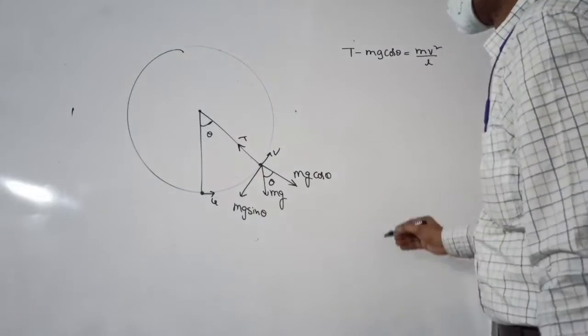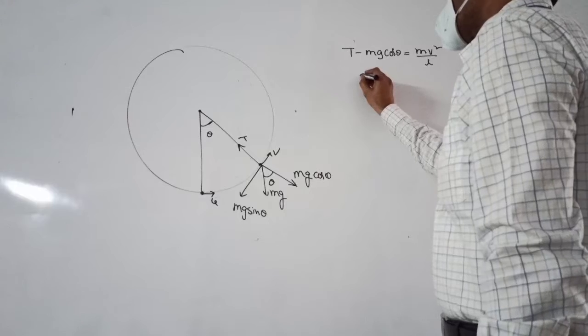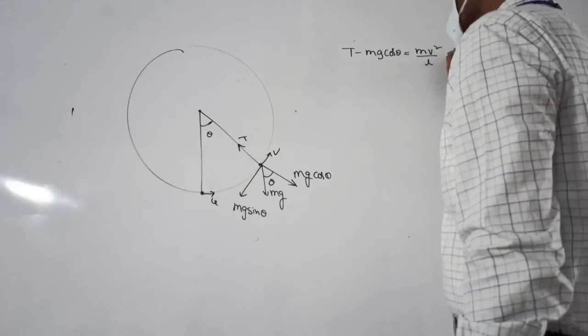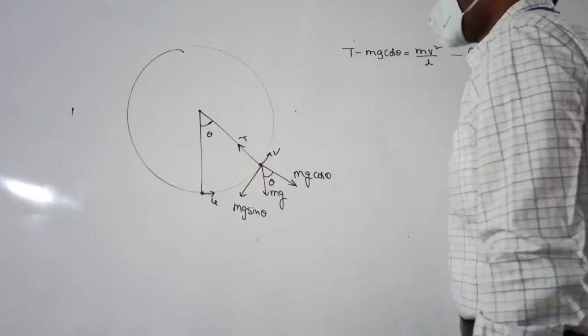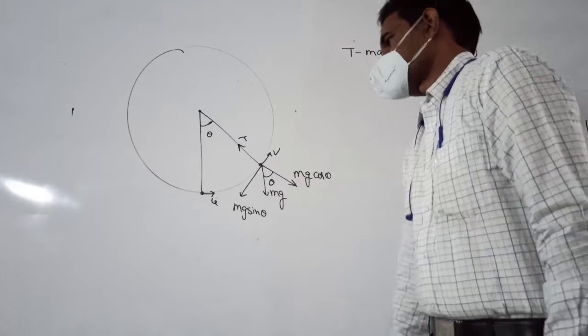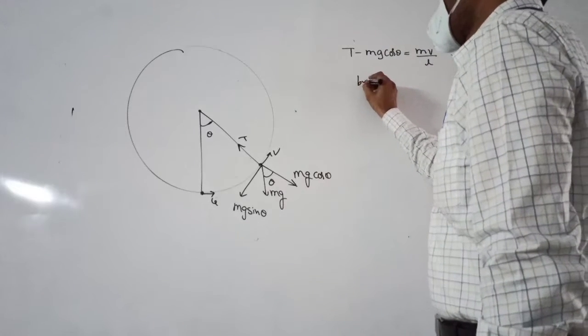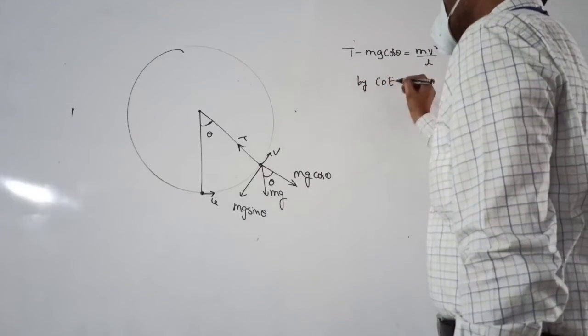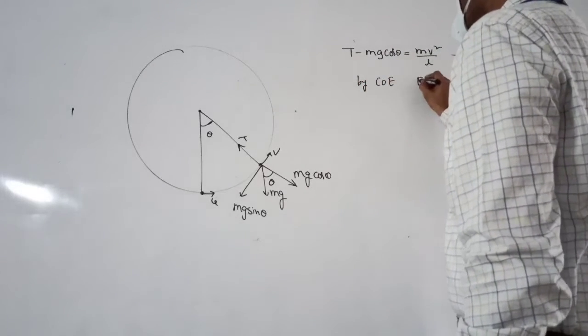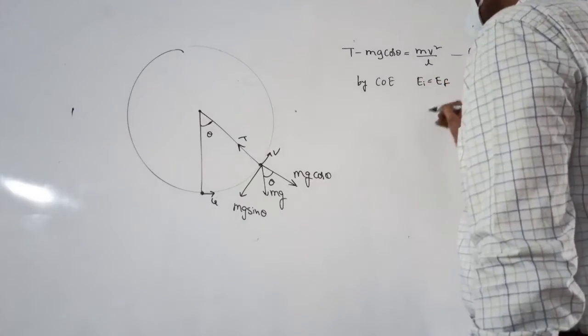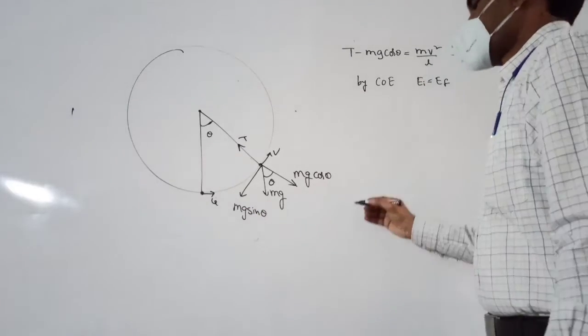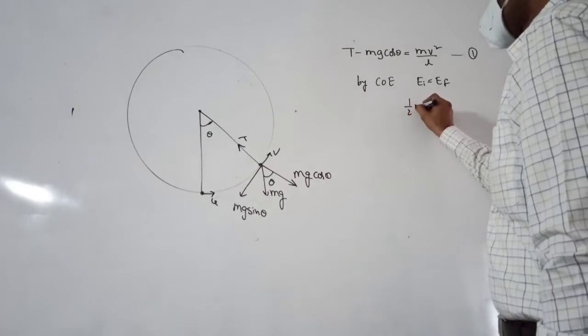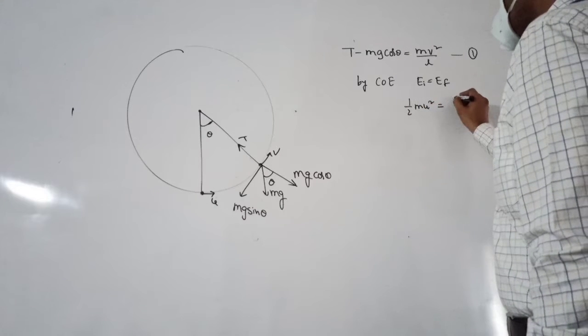Next you can write the conservation of energy. By conservation of energy we can write initial energy is equal to final energy. Now initial energy, suppose I am taking this as half m u square. This is equal to half m v square plus, what will be the height of this point with respect to this?